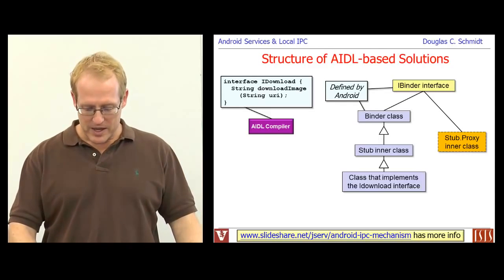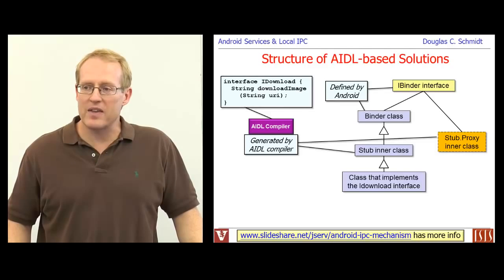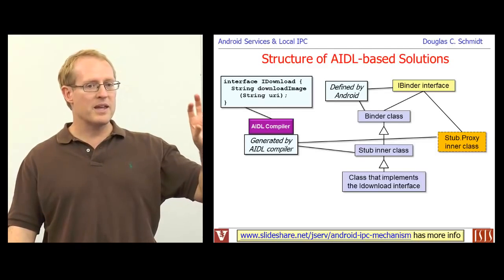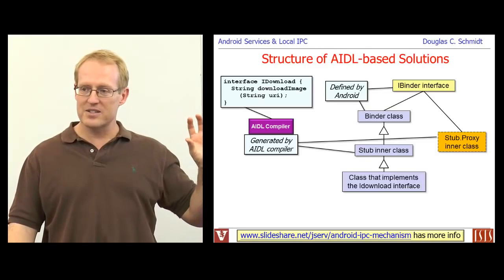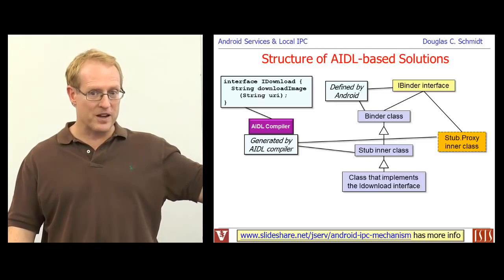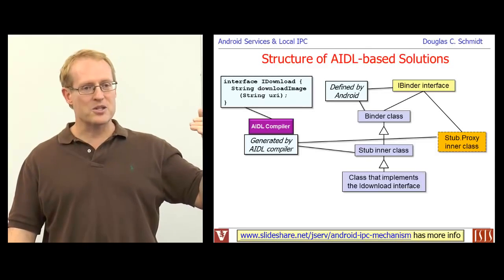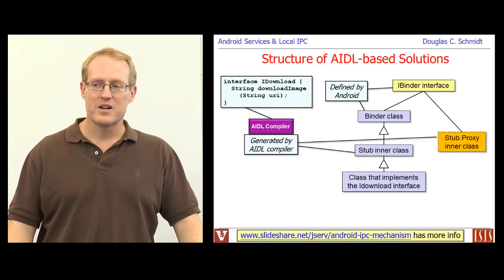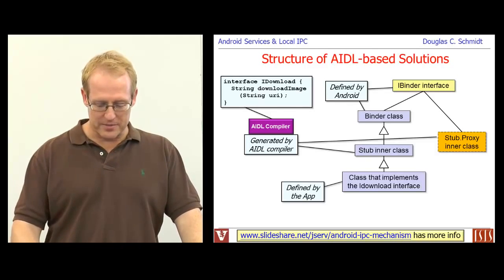They're always available. Then there's certain things that are generated by the AIDL compiler. So the AIDL compiler will generate this stub class that's nested inside of this other interface we're going to talk about later. And then there's also a proxy class which is nested inside the stub for various reasons. And we'll see how those guys get used in a second.